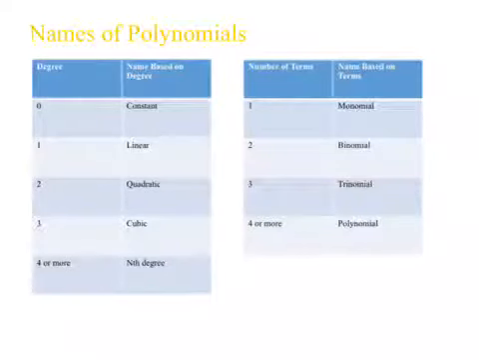I've included this chart on names of polynomials. You might want to cut this out and put it in your agenda as a guide for test taking. You have the chart on the left, which deals with the degree and the name based on the degree. And then the chart on the right is the name of polynomials based on the number of terms in each one. Again, feel free to cut this out and glue it in your agenda.